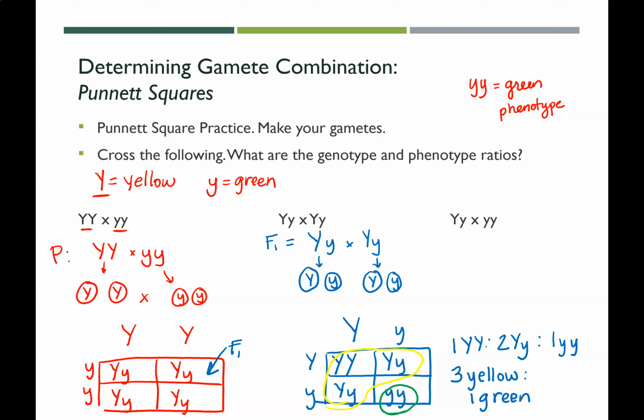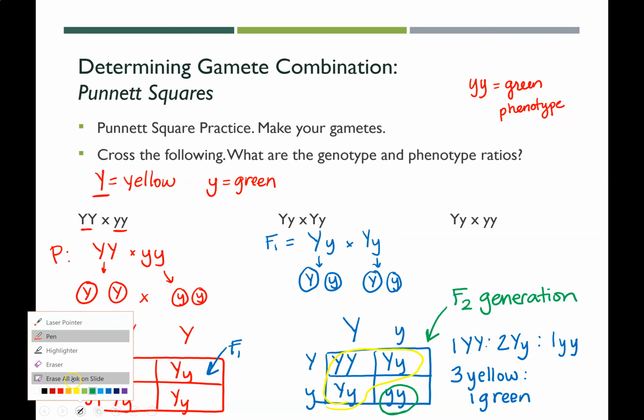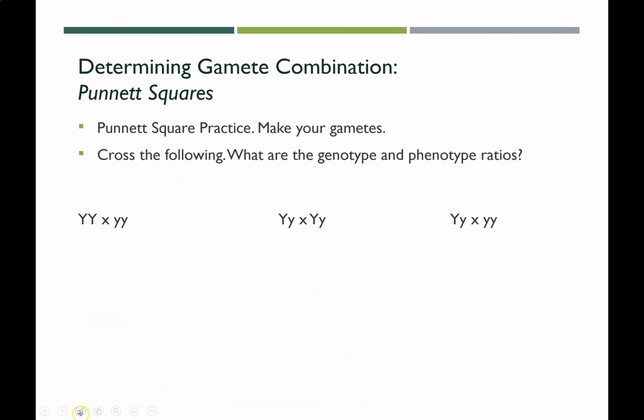Now let's look at our last cross. Before we do our last cross, these individuals here in this Punnett square that we just did are going to be our F2 generation, or the second filial generation, the product of the F1 parents.